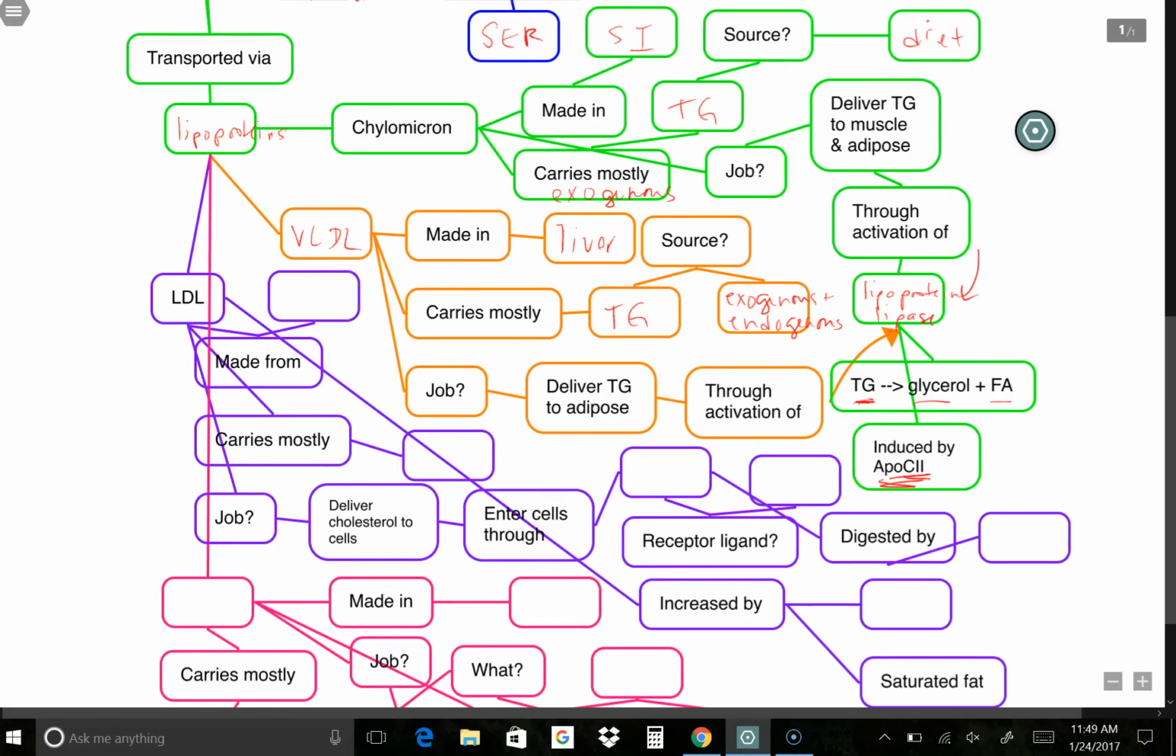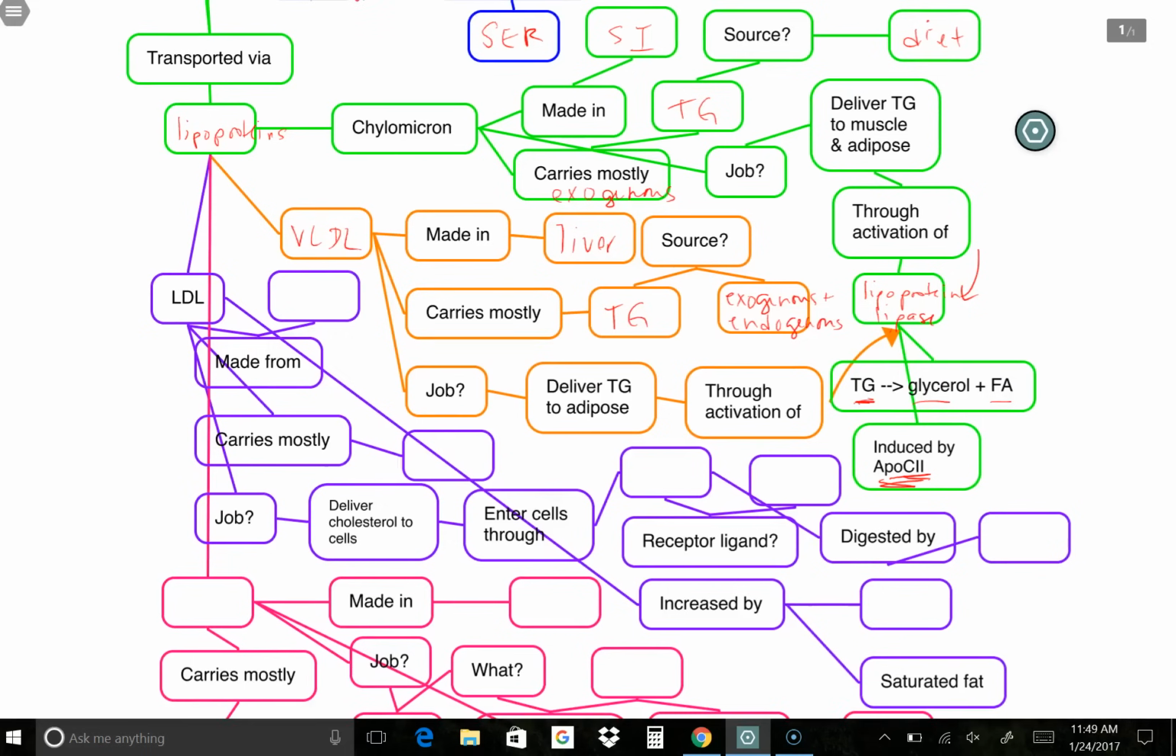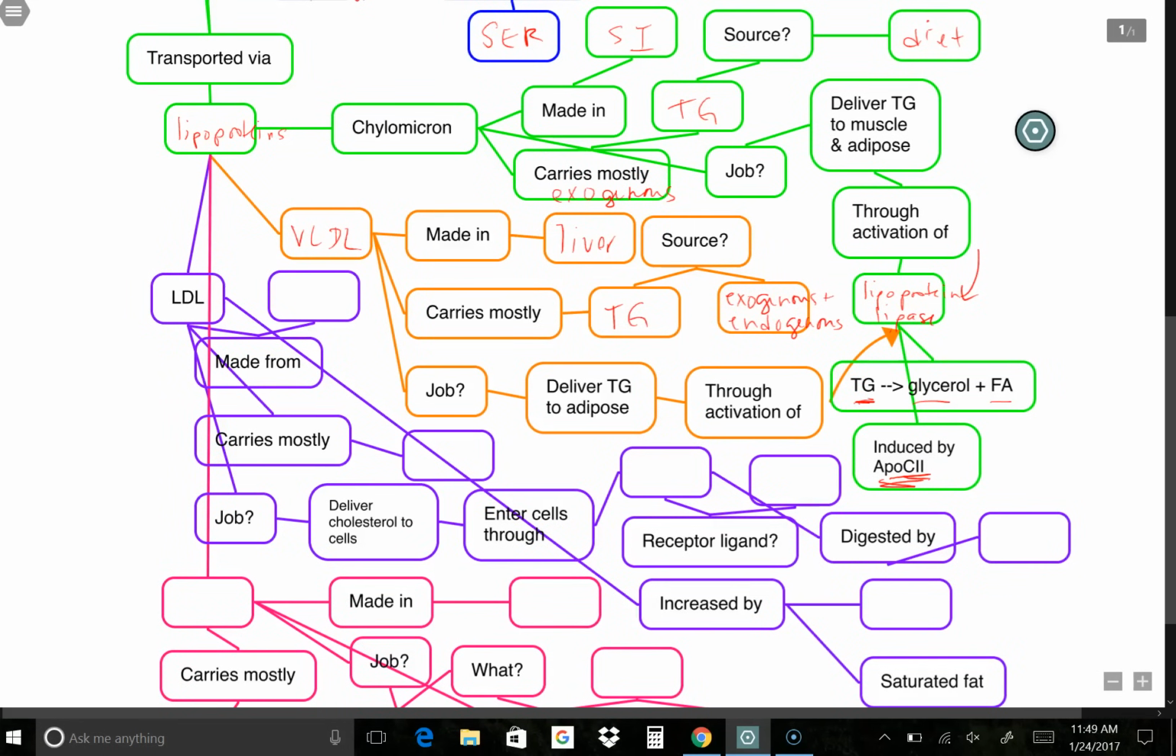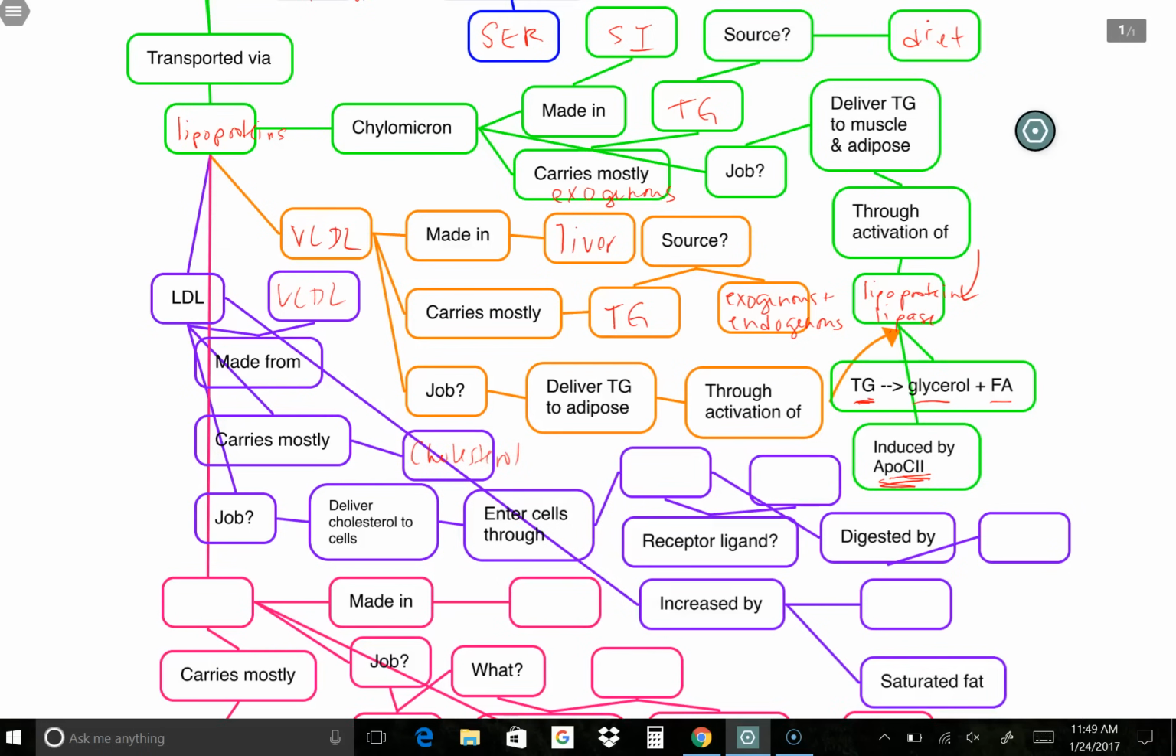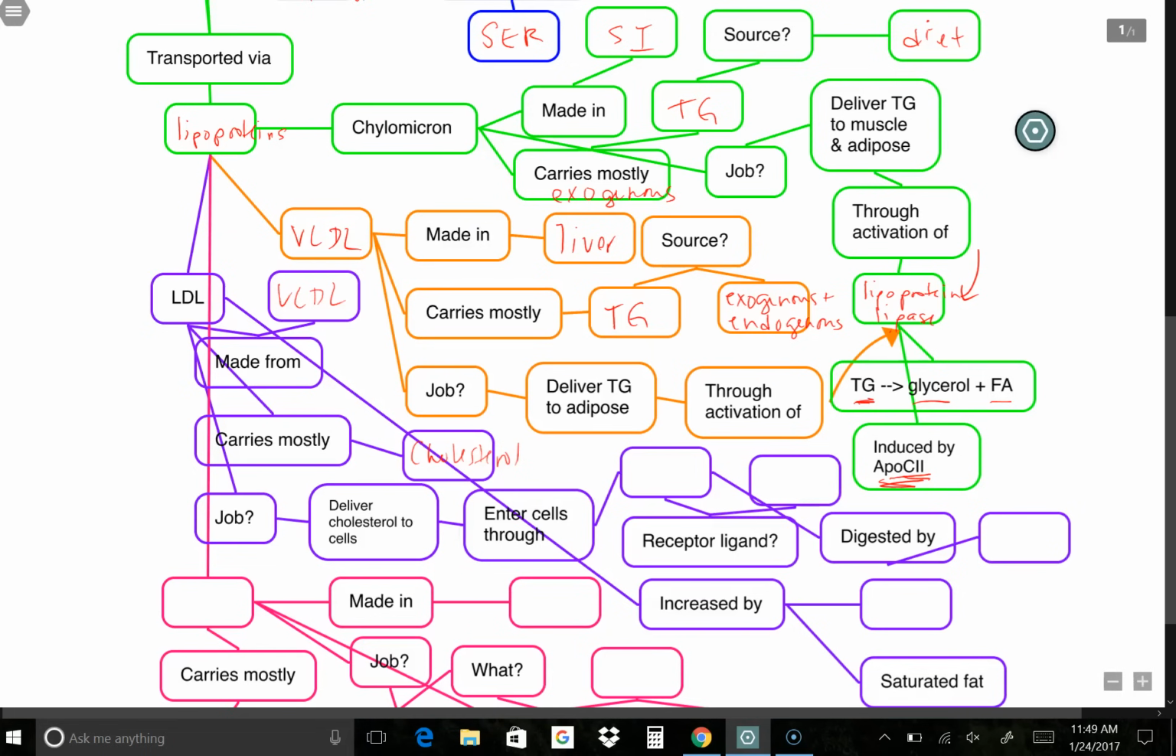Once VLDL gives up a sufficient amount of triglycerides, it is now a triglyceride-depleted molecule. It's called LDL, or low density lipoprotein. So your LDL is made from VLDL. And LDL carries mostly cholesterol. Its job is to deliver cholesterol to cells, and it's going to enter cells by binding onto a receptor. It's called the LDL receptor, and the entire thing is engulfed. When we engulf this entire thing, it's called receptor-mediated endocytosis. And that's because it has a receptor ligand on it that's called ApoB100.